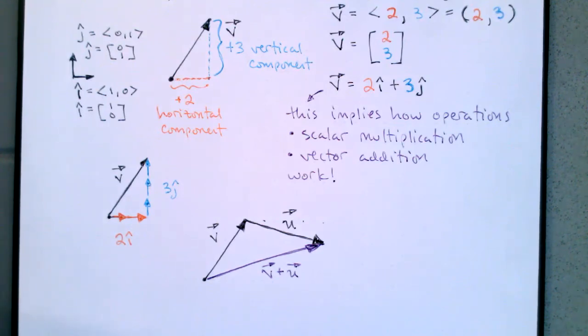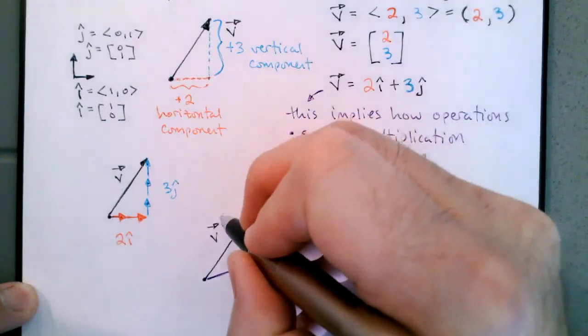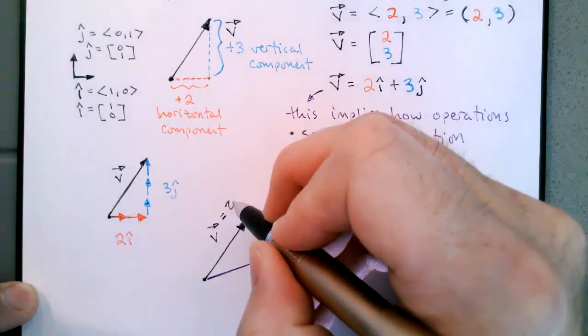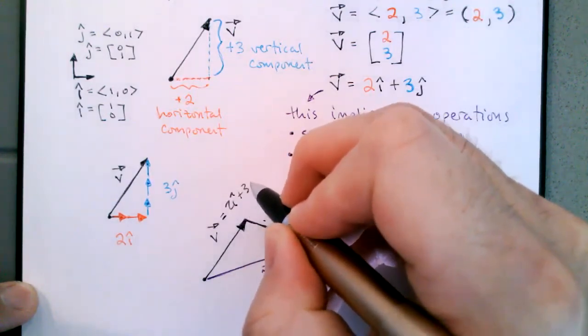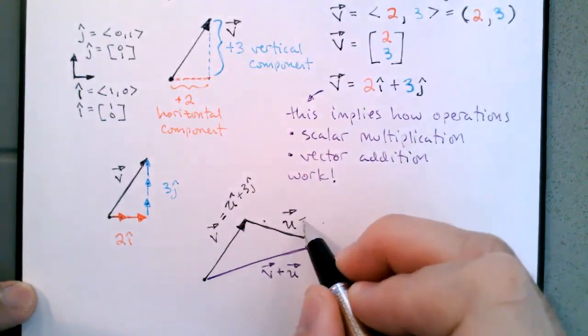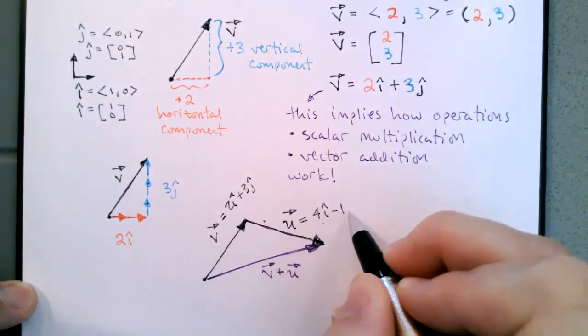So what if we're not just visualizing our vectors? What if we have components? If the vector v that I use down here is 2i plus 3j, this vector u I set up as 1, 2, 3, 4. So u is 4i, but then it goes down 1, so -1 times j.